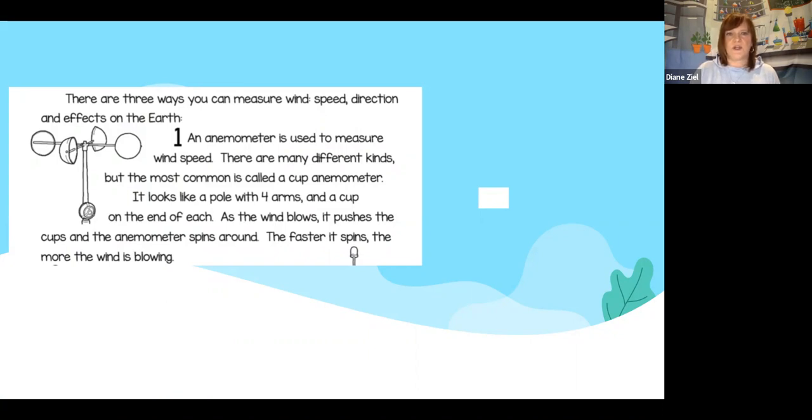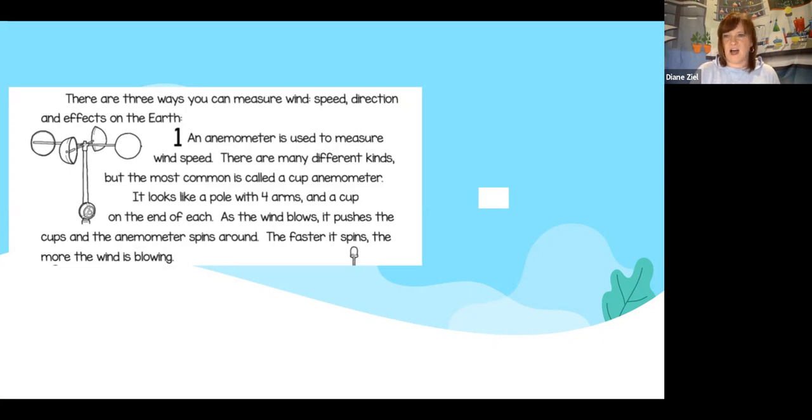The first tool we're going to look at is called an anemometer. It is used to measure wind speed. In my next video, I'm going to teach you how to make your own anemometer at home so that you can go outside and try to measure the wind speed on your own.